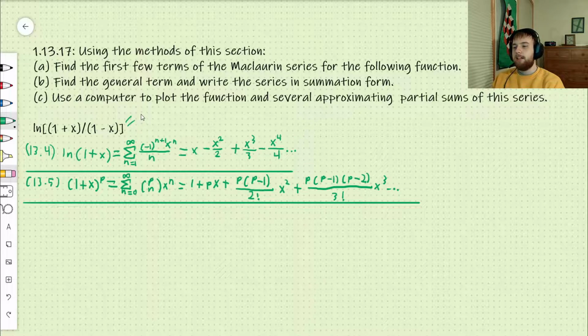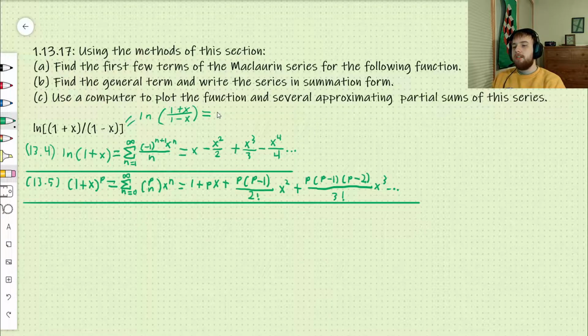I'm going to rewrite this so that it's more useful to us. We have the 1 plus x on the top. We have the 1 minus x on the bottom. And remember your logarithm rules. Nobody remembers logarithm rules, but they come in very handy in this situation. You can solve the problem without them, but it's a lot more work.